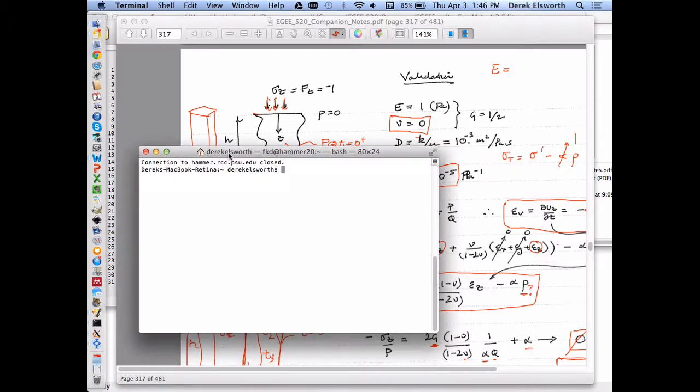So you better hope it works, otherwise it'll do some more derivations. Okay, let's see how we're doing here.